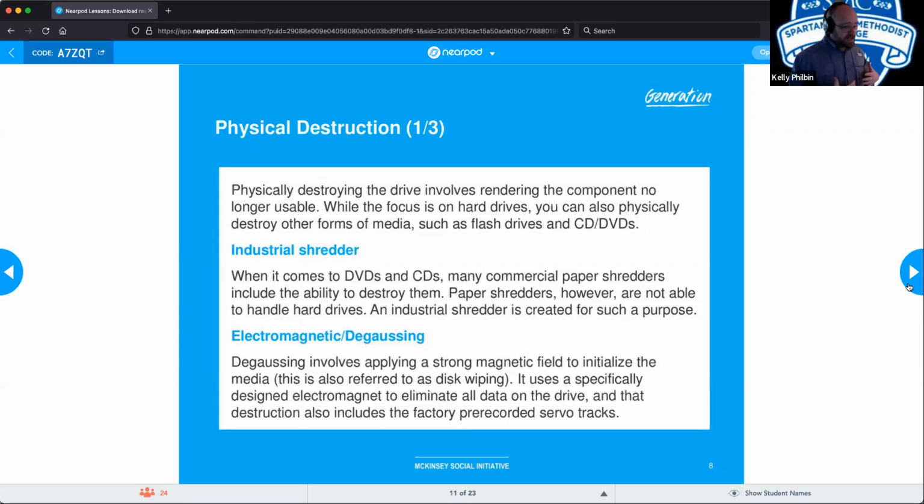That's my thought on that, but typically what they're saying is it essentially is rendering it unusable, which is why the whole section is just physical destruction. It is rendering it completely unusable. So this is what you do if you want to guarantee that that information cannot be recovered no matter what. These are your physical destruction methods. So first two so far, industrial shredder and electromagnetic degaussing.